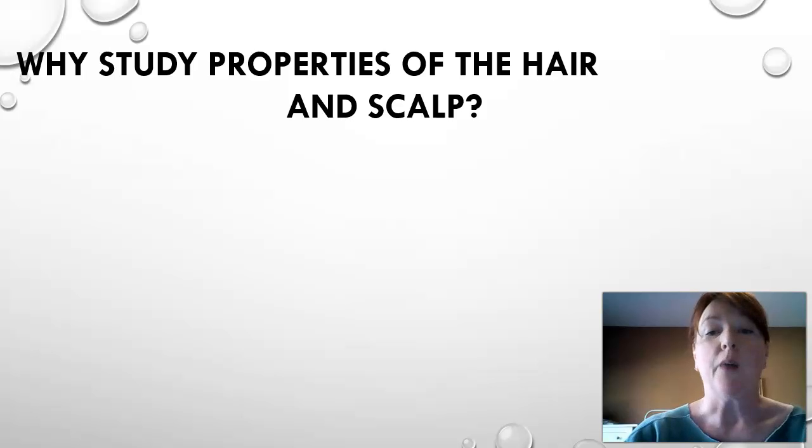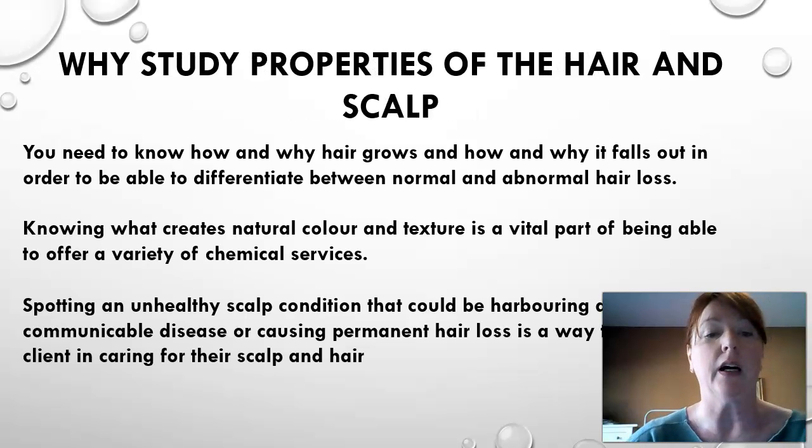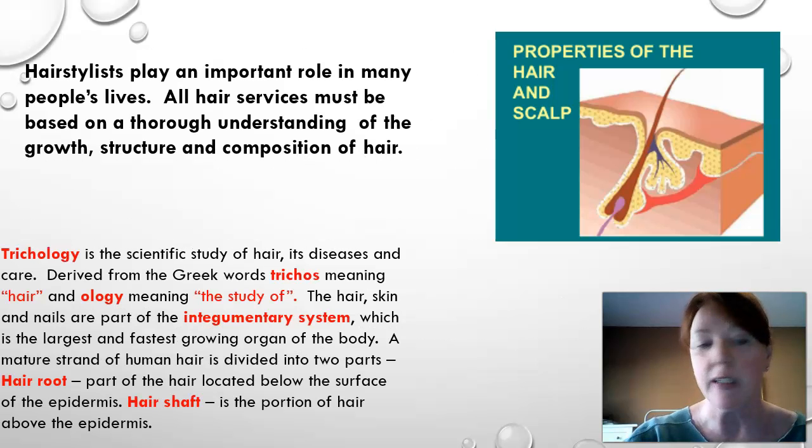So why do we study the properties of hair and scalp? Well, you need to know why and how hair grows and why it falls out, so you understand the difference between what is normal and abnormal hair loss. Knowing what creates natural hair color and texture is a vital part of being able to offer a variety of chemical services. And spotting an unhealthy scalp condition that could be harboring a communicable disease causing permanent hair loss is a way to aid your client in caring for their hair and their scalp. Basically, a lot of it has to do with keeping your client safe and keeping you safe, obviously.